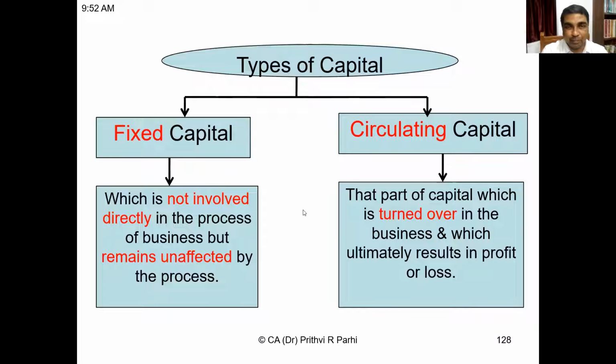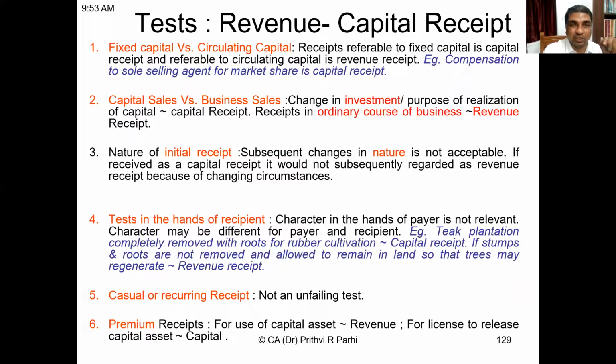It is important for us to understand this principle. It's only a principle to analyze, which will help us in understanding what is a fixed capital and what is a circulating capital in a business situation. Because on that basis we'll be able to appreciate whether this particular receipt is relating to my fixed capital or circulating capital. In order to analyze the revenue or capital receipt, the first concept we have to remember: receipts referable to fixed capital are capital receipts, and receipts referable to circulating capital are revenue receipts.